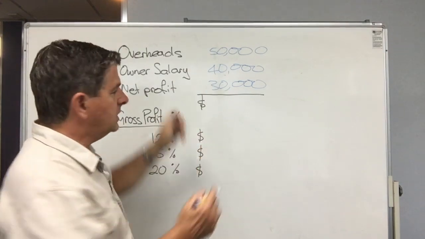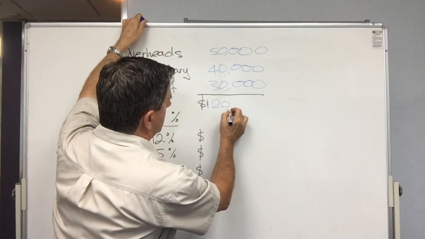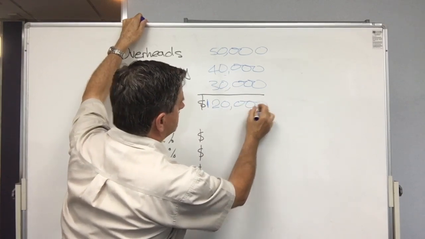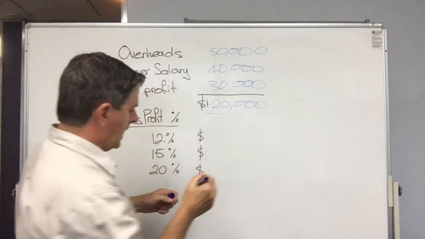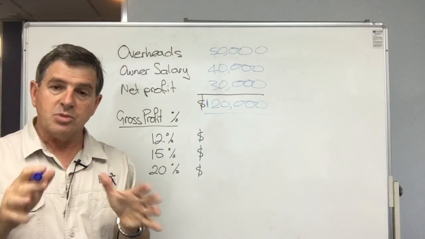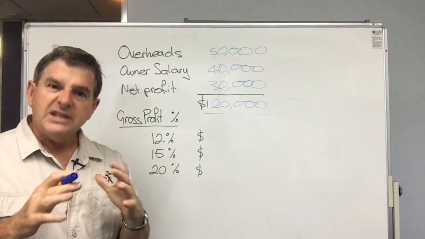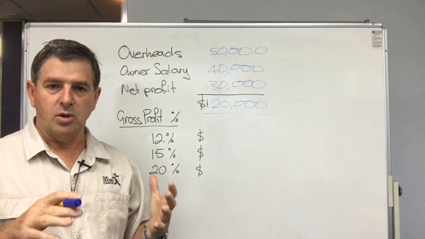But in this little instance, our business needs to generate $120,000 worth of gross profit in order to be successful and to be sustainable in the long term.